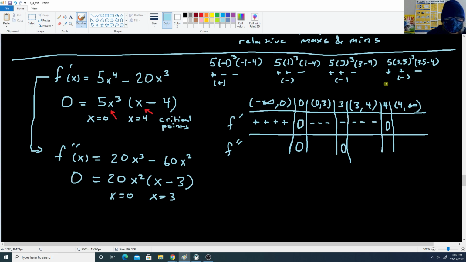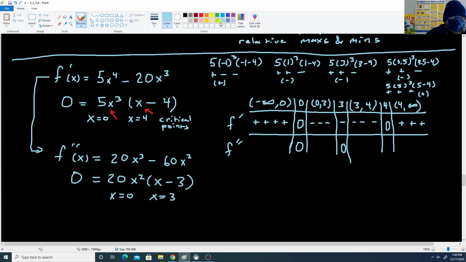Then we'll use 5. 5 times 5 cubed times 5 minus 4. 5 is positive. 5 cubed is positive. 5 minus 4 is positive. So our end result is positive. So we get for f prime, we get our chart looking like this.